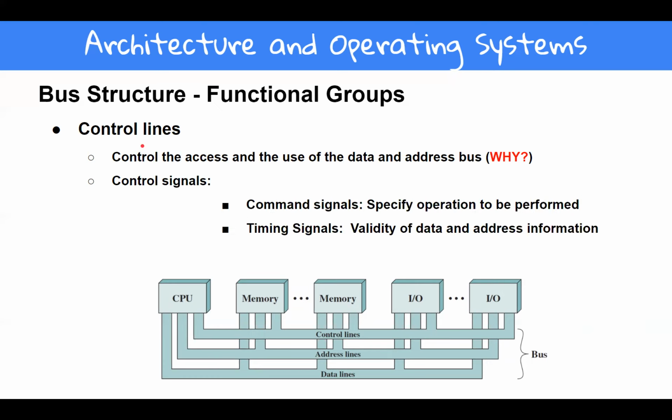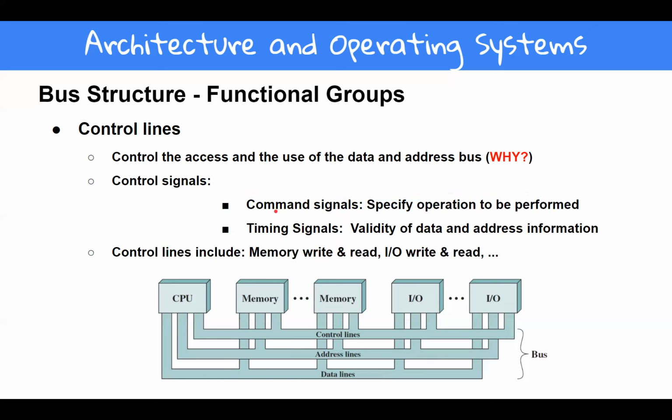Control lines will do that. We've got two different types of controls. Control signals specify the operation, and command signals specify the operation to be performed: reading, writing, whatever, interrupt. Then there is which address to go to. You've got the address bus, but where exactly to go, to which modules. And timing signals, which talk about the validity of the data and the address information that we have. We don't go into the details of these two, but it's good to know the different types that we have.